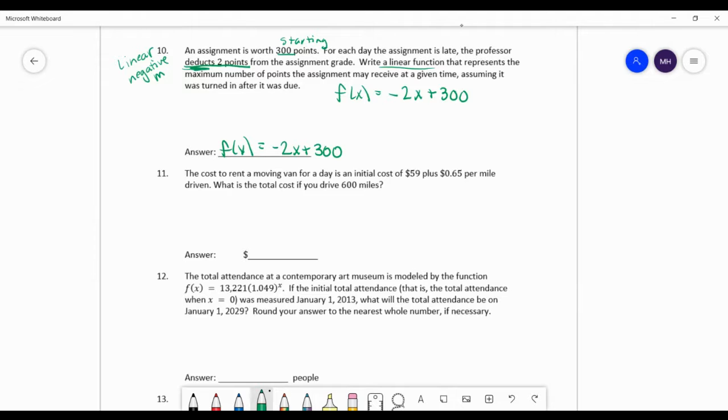Okay. 11, the cost to rent a moving van for a day is an initial cost of $59 plus 65 cents per mile. What is the total cost if you drive 600 miles? So for our function, we'll say 0.65x plus 59. We'll plug in 600 for x, and then we'll solve this problem. So I'm going to my calculator. I'm typing that in, and I get $449.